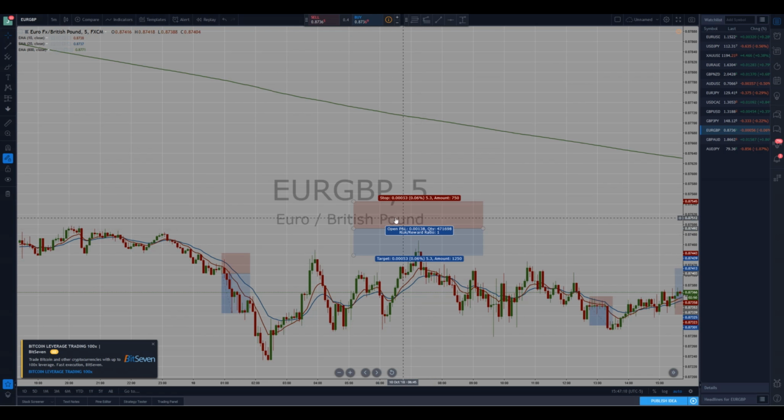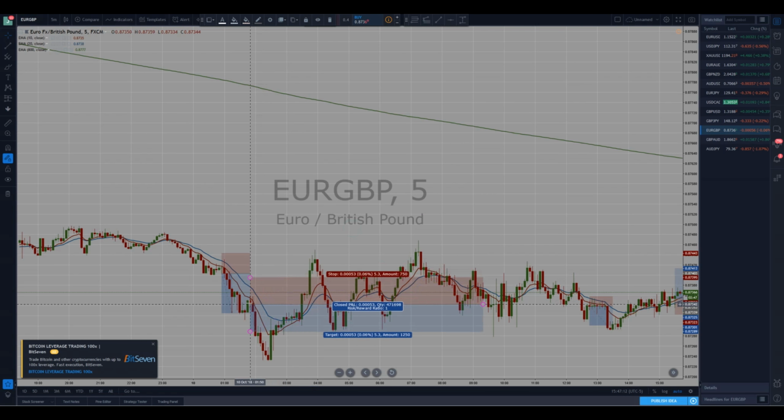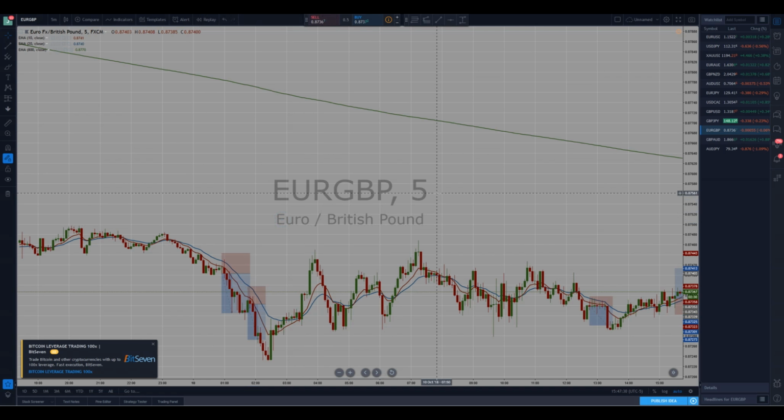Your next one would have been based off of this bearish rejection of the EMAs. Let's go 3.5 pip stop loss. Take profit 2 to 1. There you go. There's your next one.